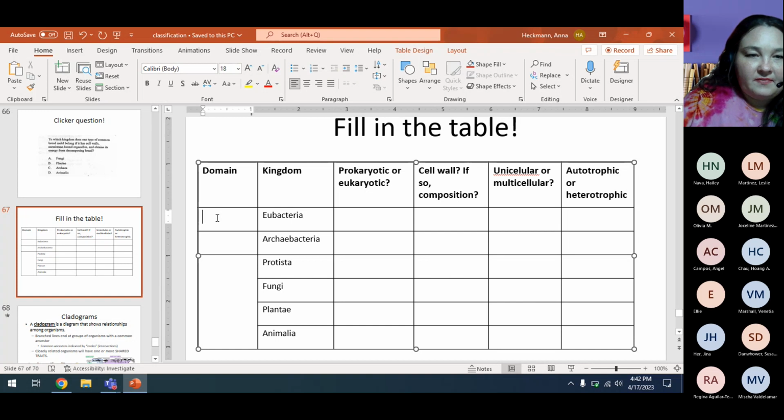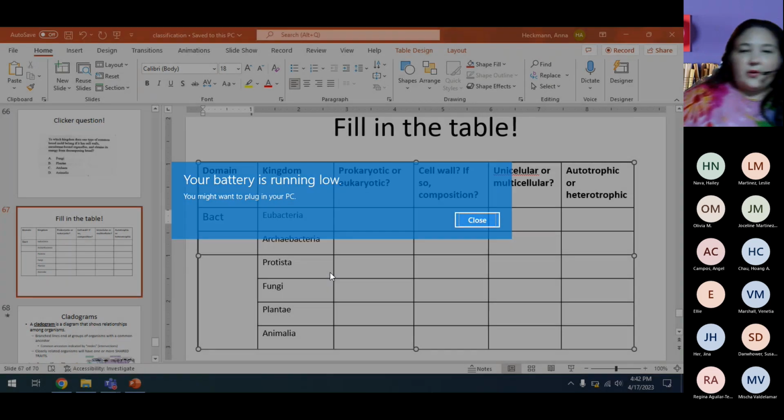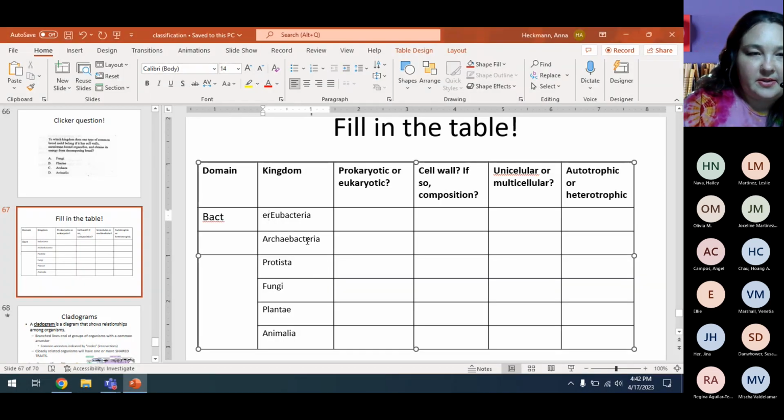All right. First domain, domain bacteria. Oh, shoot. I need to plug in my PC. Okay. There we go. Bacteria. The kingdom within the domain bacteria that I need you to know about is eubacteria.